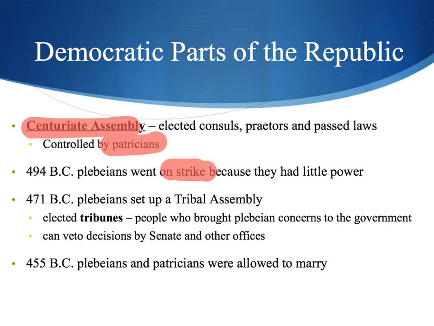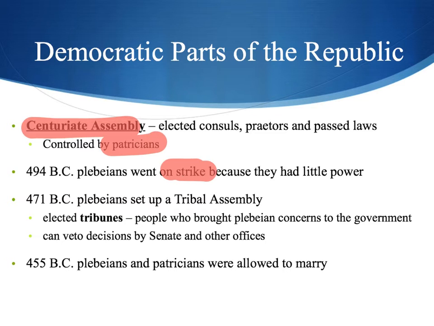And if you don't know what going on strike means, you see it today. A couple of months ago, a bunch of workers from the company Verizon went on strike and were marching outside Verizon stores with signs. Those people were on strike. They would show up to work, not work, and protest. They're protesting for rights or benefits. Now these plebeians were protesting for rights because they had little power in the Roman Republic.